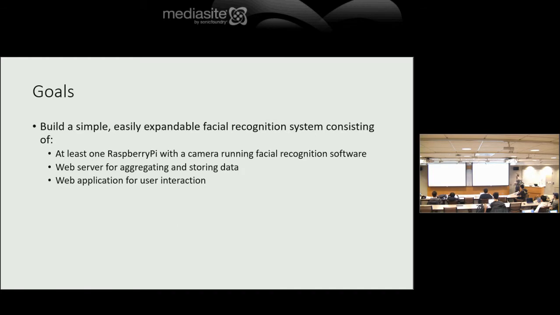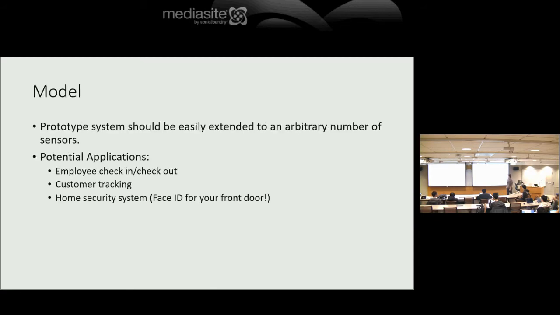So my goal is to build a simple, easily expandable facial recognition system that consists of a Raspberry Pi running some facial recognition software, a web server to aggregate information, for this system just one Raspberry Pi, but in the future potentially more than one, and a web application for users to view information. So the model here is I've got one Raspberry Pi, but in the future, you could expand it to an arbitrary number of nodes to collect data.